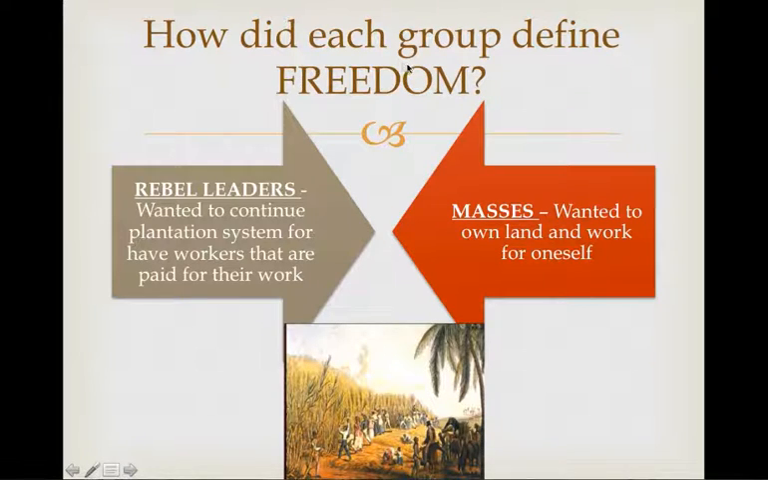So it's important to consider how each group defined freedom. For the rebel leaders, they wanted to continue the plantation system, but they would have workers, not slaves, and they were paid for their work. But the masses, most of them, just wanted to have their own land and just be able to have a farm and work for themselves.